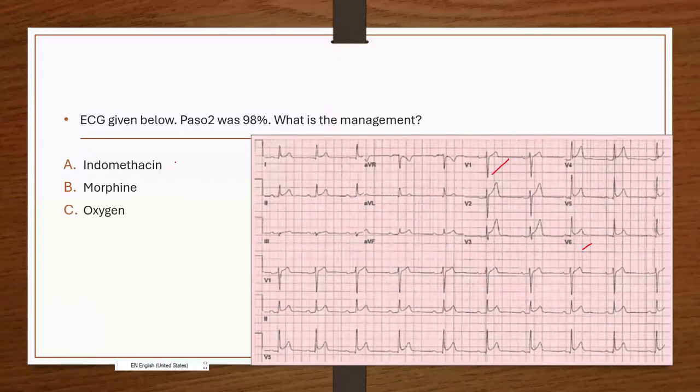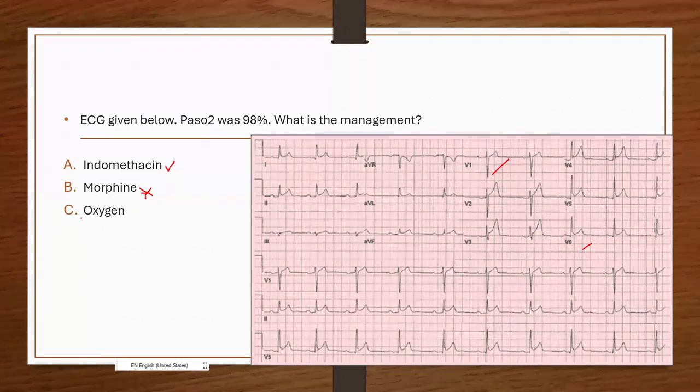We have indomethacin, an NSAID. Morphine is there, which is an analgesic, and oxygen is there. This morphine is given just to check whether you know this is not an ST elevation MI. So now this is out of option here. Out of the steroids, we have indomethacin only, so we have to go with that. Indomethacin is a good choice.